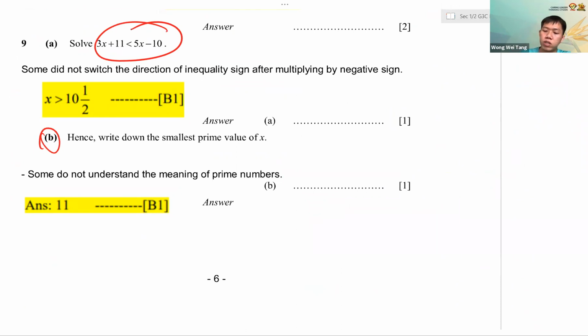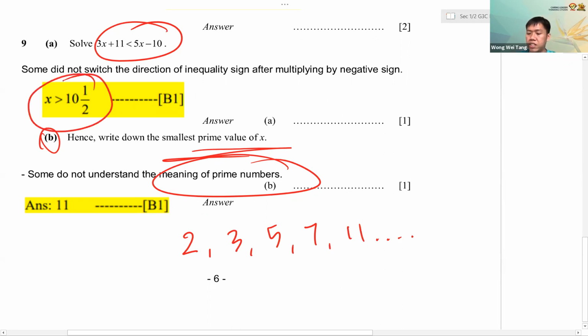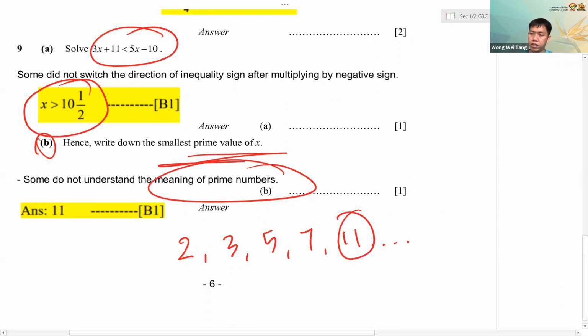So next portion, hence write down the smallest prime value of x. Some students don't understand what prime numbers are. I hope it is not from this class, but the smallest prime number is 2, followed by 3, then 5, and 7, 11, and so on and so forth. In this case, since we're looking for a number greater than 10.5, the smallest prime will be 11.